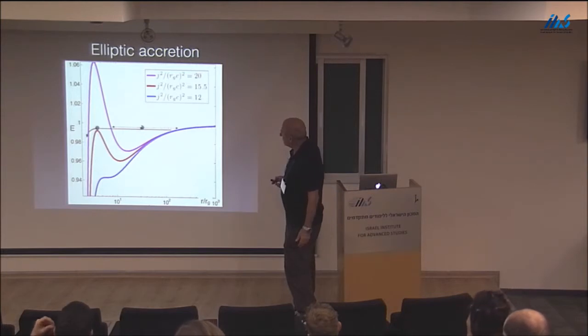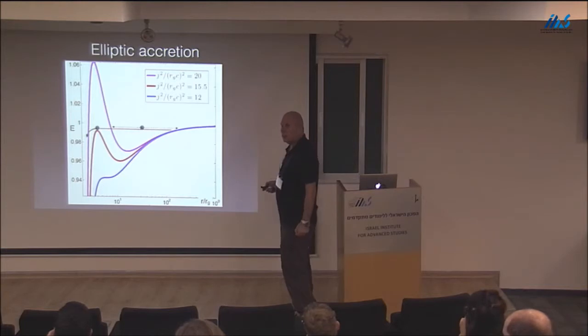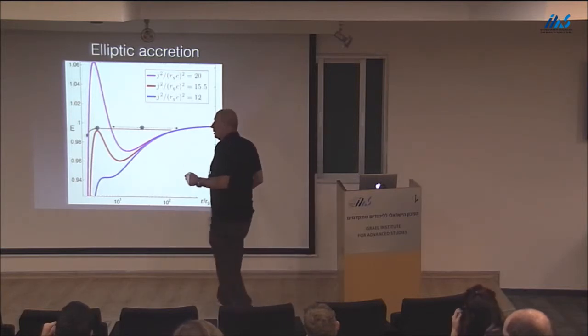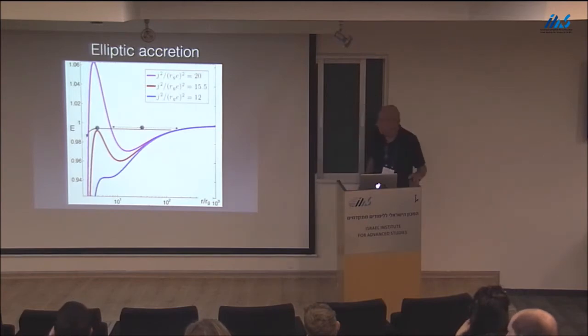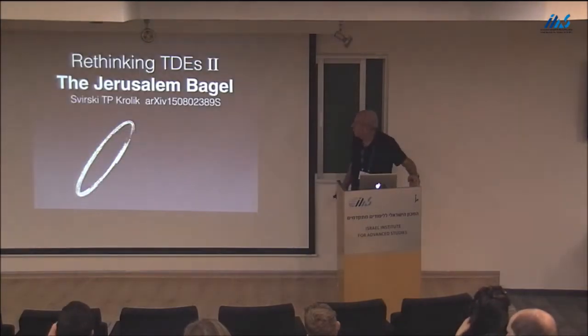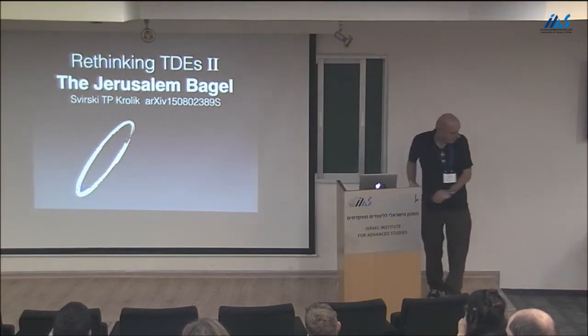Now suppose that I take this particle and change a little bit the angular momentum. It will go to this trajectory, go over the top of the potential here and fall into the black hole here without losing much energy. So this is another way to plunge into a black hole without dissipating a lot of energy. So this is elliptical accretion, and this is why I call this the Jerusalem Bagel.